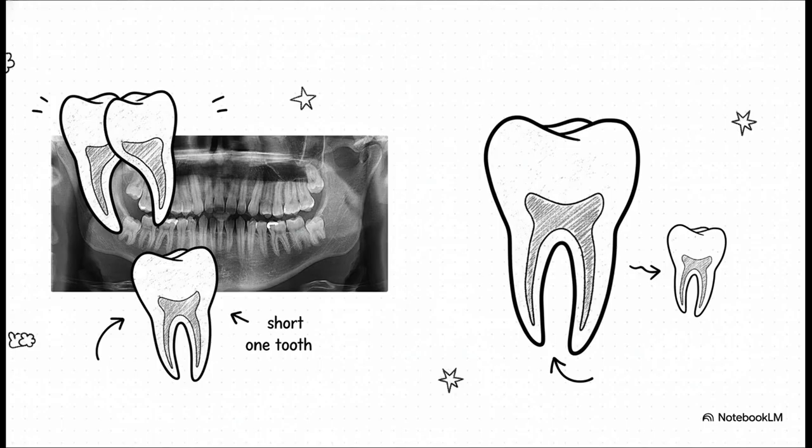Next, anomalies of form or shape. On the left is fusion. This is where two totally separate tooth buds decide to join together and become one big tooth. The absolute dead giveaway to tell it apart from a similar thing called gemination: count the teeth. With fusion, you'll be short one tooth in the arch. And on the right, we have taurodontism, or bull tooth. Look at that pulp chamber. It's got a normal crown, but the pulp is gigantic and stretched way down toward the root tips. It's a really distinctive look.